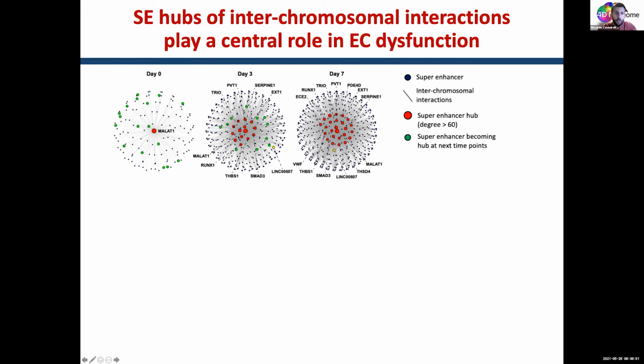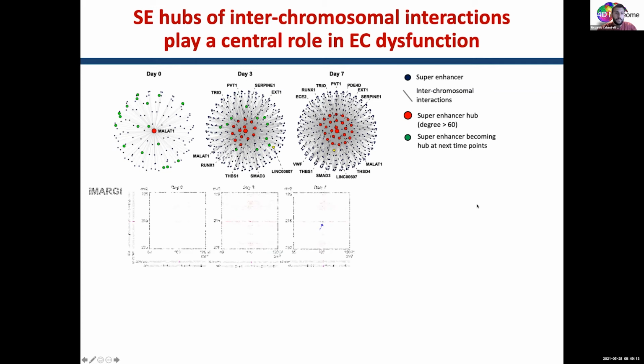But if we move forward, you can see starting to appear SERPINE1, for example, THBS1 or VWF that are all elevated in diabetes, but also inhibitors of angiogenesis such as RUNX1 and several other genes promoting EC dysfunction such as, for example, TRIO and XT1.